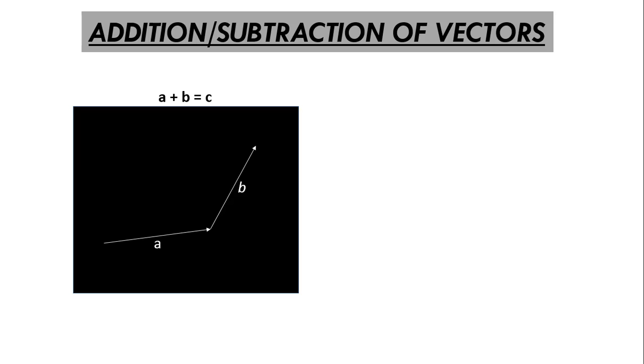Now the addition of these two vectors A and B is going to be the new vector, which will start from the start of A and will end at the end of the second vector B, which is going to be like this, and it is going to represent the vector C equals A plus B.